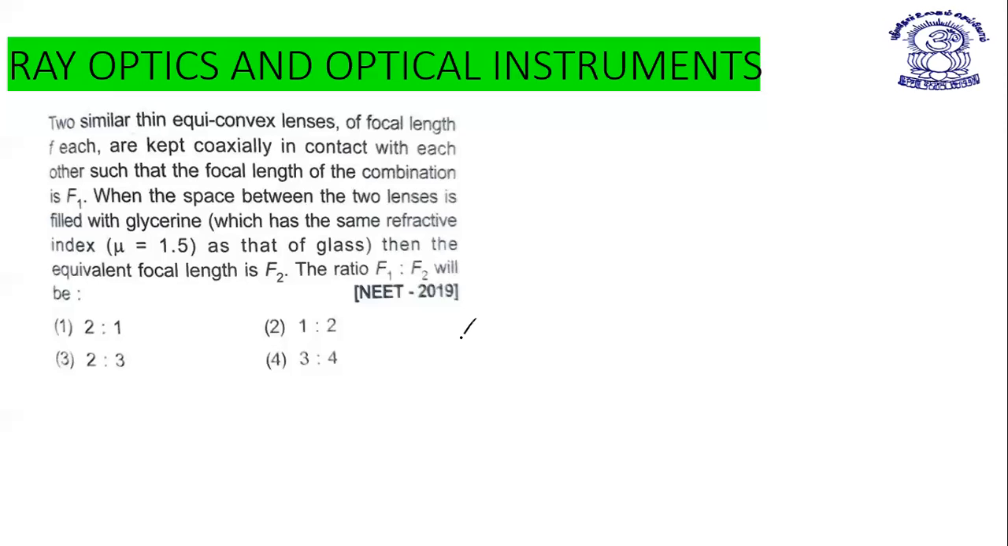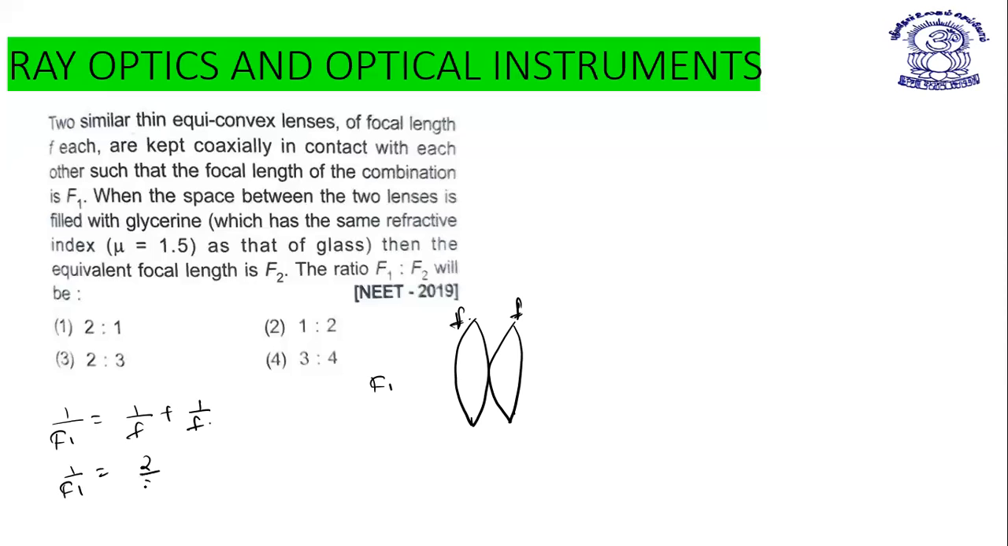Here, two thin equiconvex lenses are placed in contact with each other. Both have focal length f. In this situation, the equivalent focal length is f1. So we can write 1 upon f1 is equals to 1 by f plus 1 by f. So 1 upon f1 is equals to 2 by f. f1 is equals to f by 2.